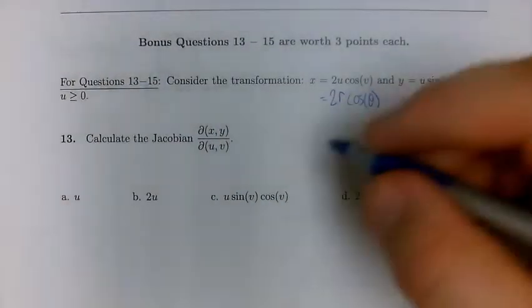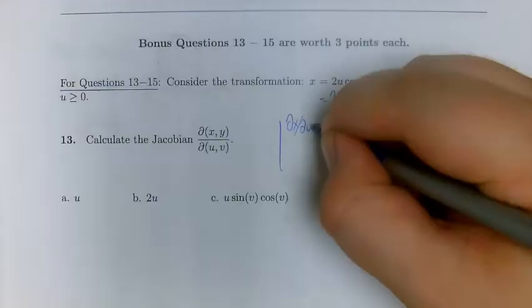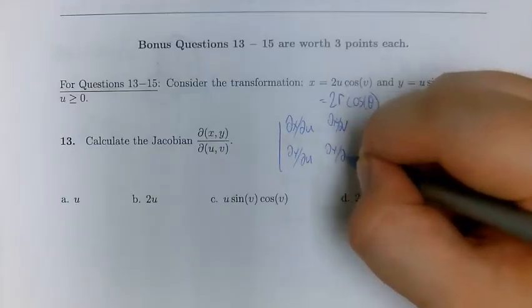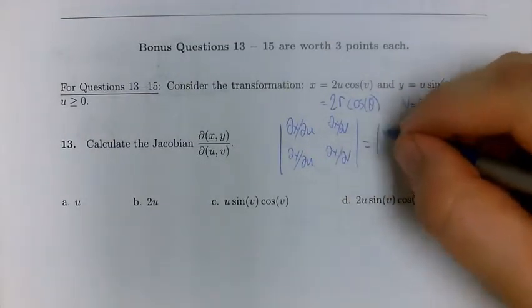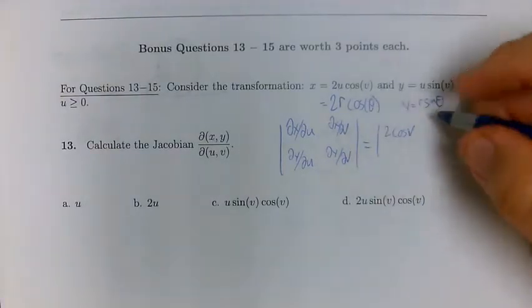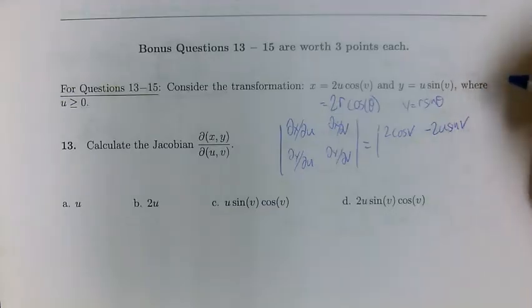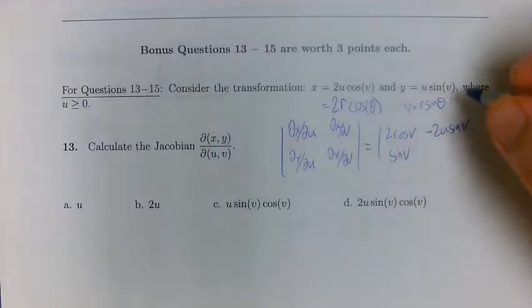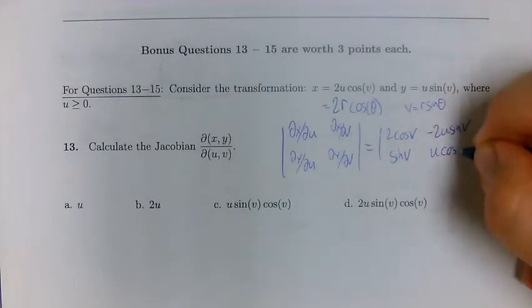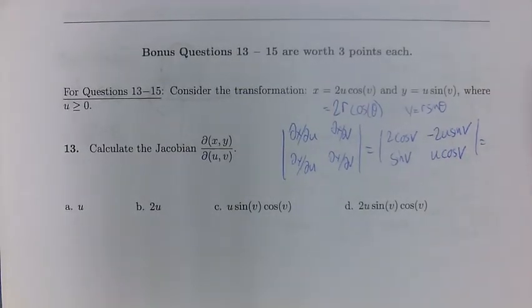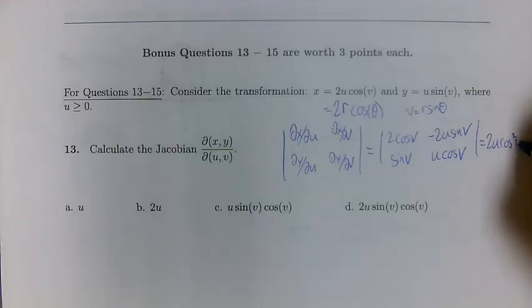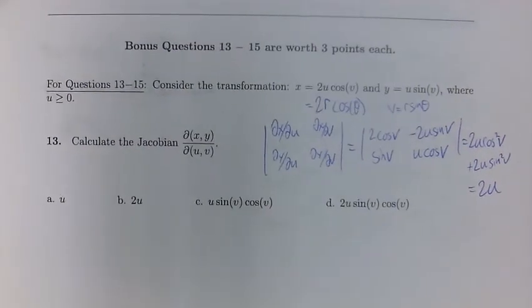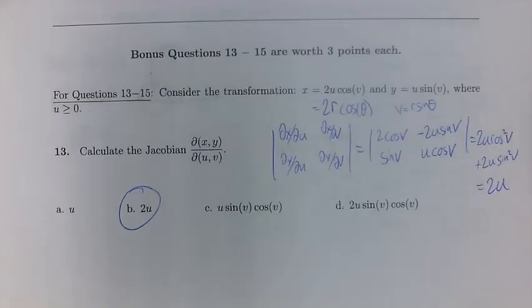Now first we need to compute the Jacobian. So the Jacobian is partial x, partial u, partial x, partial v, partial y, partial u, and partial y, partial v. All right, partial x, partial u will be 2 cosine of v, and then we do the v derivative here, and we get this. Then we do the u derivative of y, and then we do the v derivative of y. All right, and then when we do the determinant here, we have 2u cosine squared of v plus 2u sine squared of v, aka we get 2u here. So that's going to be our Jacobian for this.